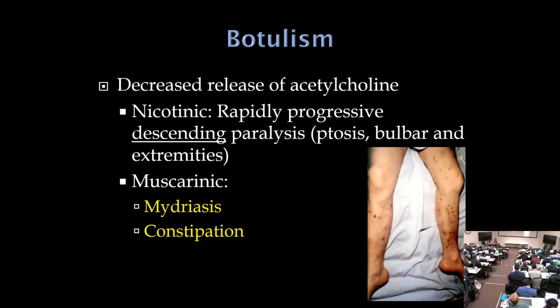Okay, so botulism. Now again, the problem is not with enough release of acetylcholine. So we're going to understimulate nicotinics. That causes weakness, and this tends to be a descending paralysis. Remember Guillain-Barré, there's a lot of overlap between botulism and Guillain-Barré, but Guillain-Barré is usually an ascending paralysis. So it usually starts with the eyes, then the bulbar, and then the arms and legs.